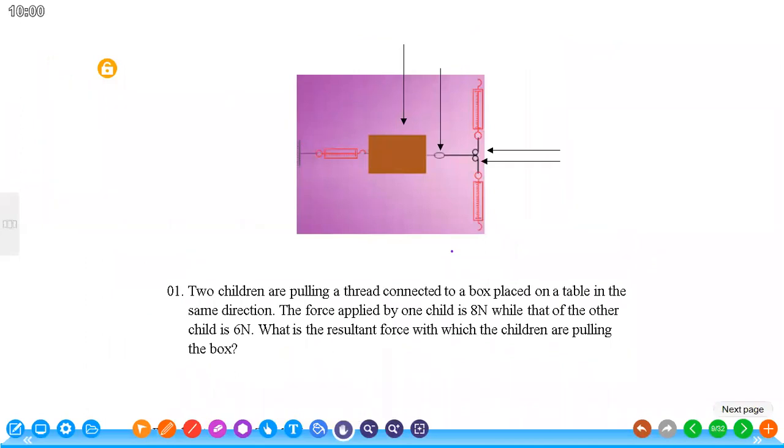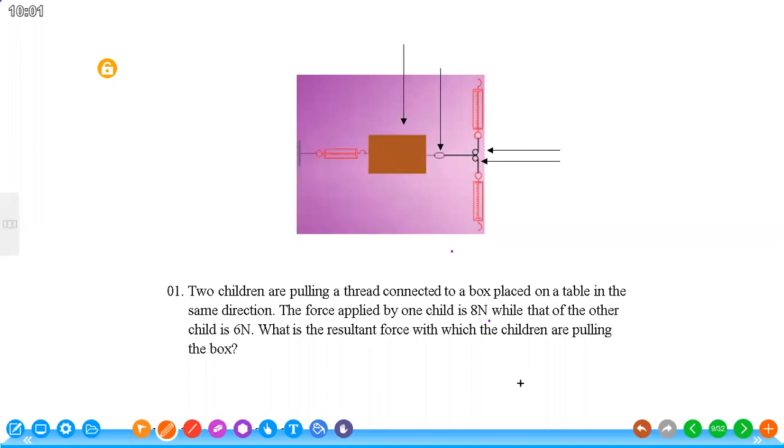Right, here is one of the questions. Okay, students, that is one of the questions. Now you are ready to do it. Quickly do it and send your answer through the chat. Two children are pulling a thread connected to a box placed on a table in the same direction. The force applied by one child is 8 Newton and the other child is 6 Newton. So the question is, what is the resultant force?